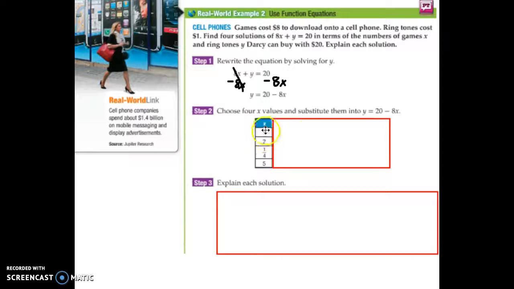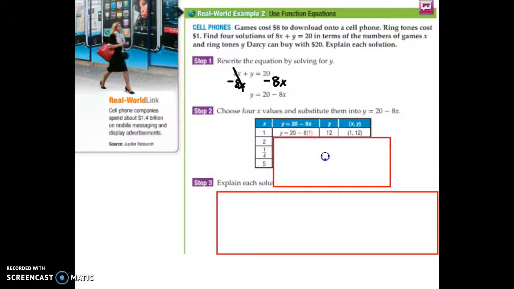First one, 1. Let's plug in 1 into this equation for x. So it's going to say 20 minus 8 times 1. Well, 8 times 1 is 8. 20 minus 8 is 12. So my first point is 1, 12. If I plug in 2, 8 times 2 is 16. 20 minus 16 is 4.